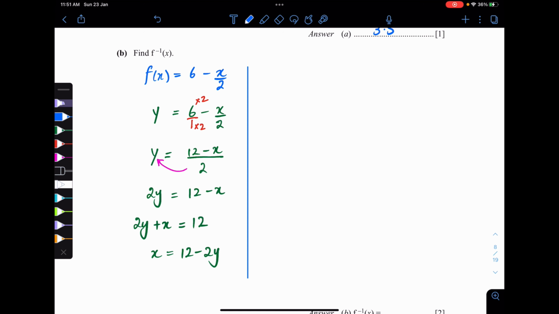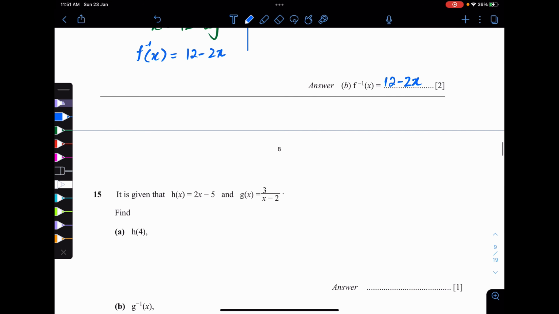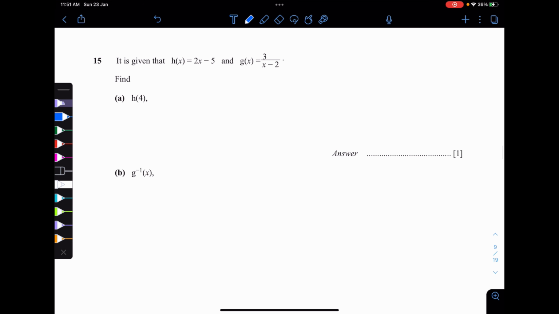And last substitutions: f inverse of x is 12 minus 2x. So this is your final answer. This is 12 minus 2x. All right, let's move to question number 15.